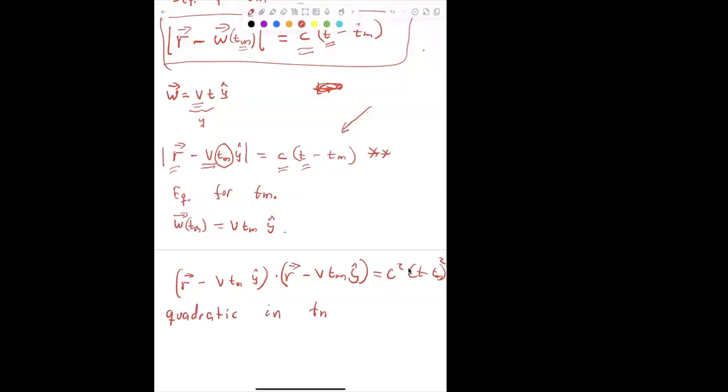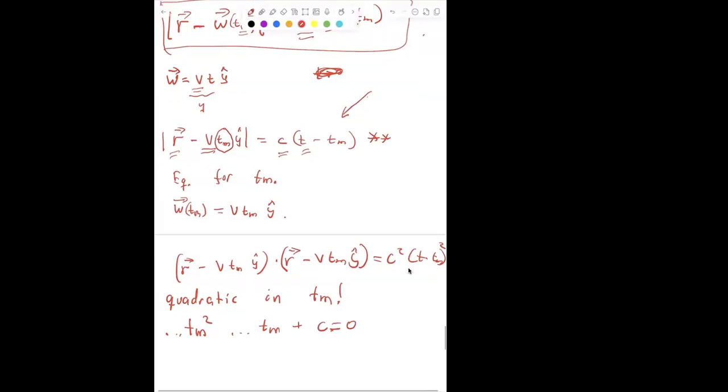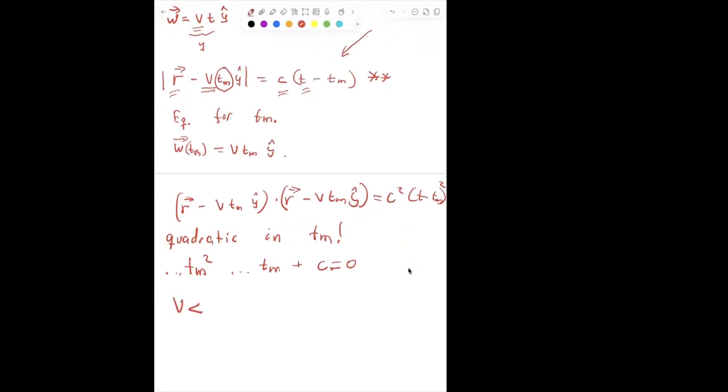in Tm. We have terms like Tm squared. We have terms like Tm and constants. You all know how to solve quadratic equations. And you all know that quadratic equations in general have 2 solutions. If one of them would become complex, it will not be a problem to solve them. But if you solve this, provided, of course, that v is less than c. If v is bigger than c, then you get nonsense. But if v is less than c, you get 2 solutions.